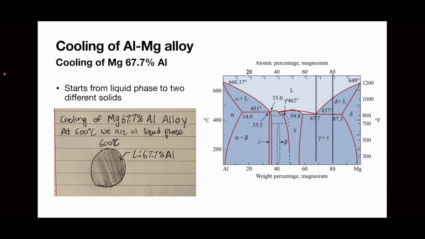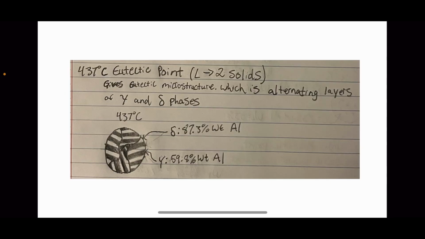At 600 degrees, we can see on the chart that it is still in the liquid phase, and the liquid microstructure is drawn to the left. At 437 degrees Celsius, that's when it goes from a liquid phase and transforms into two solid phases. This is called the eutectic point. This gives the eutectic microstructure, which is alternating layers of, in this case, gamma and delta phases. And below, that microstructure is drawn.